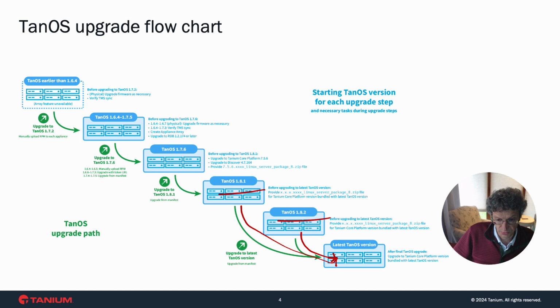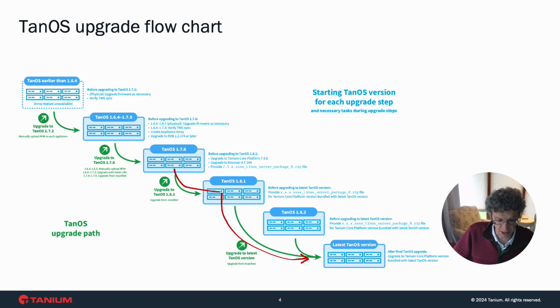And there are just some prerequisites that I mentioned on the previous slides. If you're coming from 176, there are two steps. You're going to go from 176 to 181, and then from 181 down here to the semi-annual release. Again, with the prerequisites that I mentioned in the previous slides.